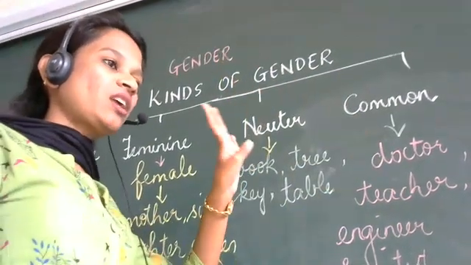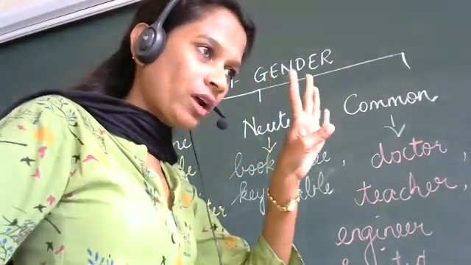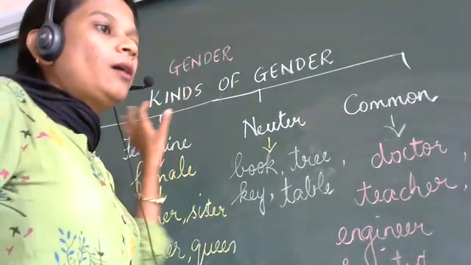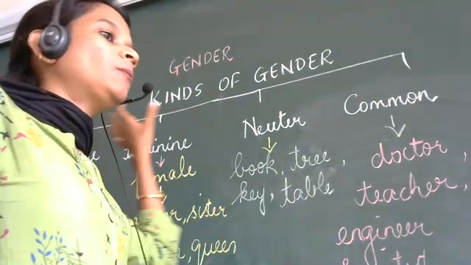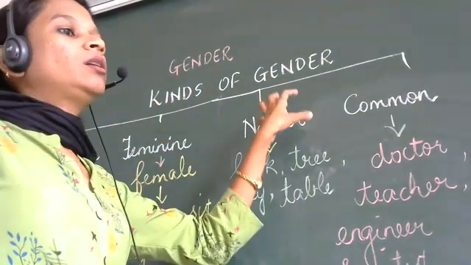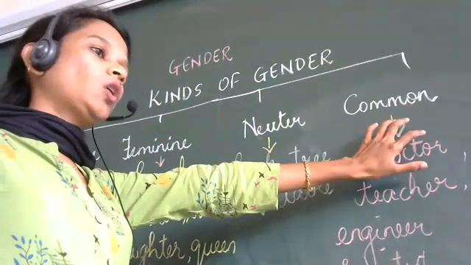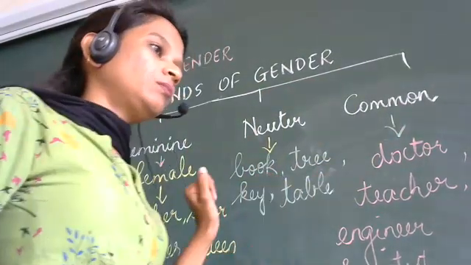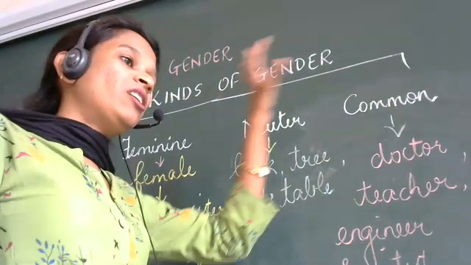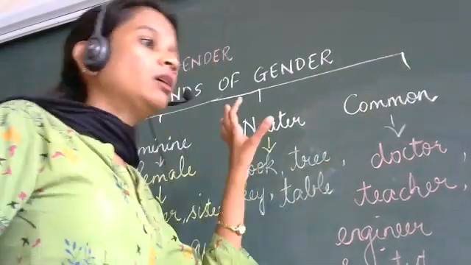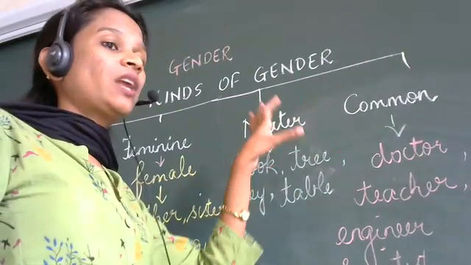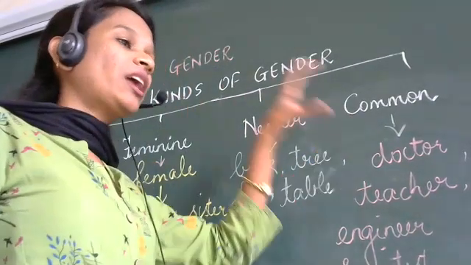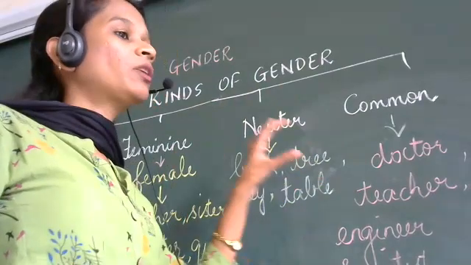How many types of genders do we have? We have 4 kinds of gender. Which are the 4 kinds of gender? The masculine gender, the feminine gender, the neuter gender, and the common gender. Yes, I will revise once again what the kinds of genders are.